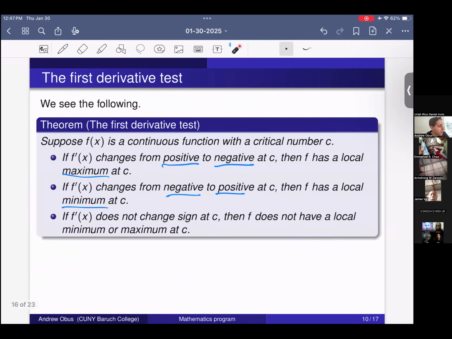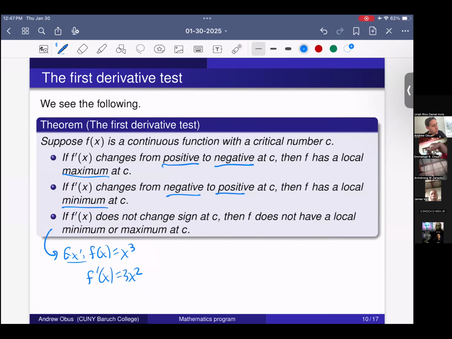And then lastly, if f prime of x does not change sign at c, so it's possible for the derivative to be 0, but for there not to be a sign change, then f does not have a local minimum or maximum at c. And so the most basic example of this would be if f of x is equal to x cubed, f prime of x is equal to 3x squared. Well, what happens here? If I graph f of x equals x cubed, it looks kind of like this. This is y equals x cubed.